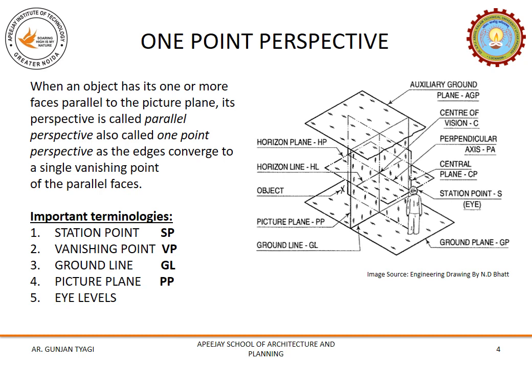Now, what is the definition? When an object has one or more faces parallel to the picture plane, it is called parallel perspective or also 1-point perspective, as the edges converge to a single vanishing point of the parallel faces.